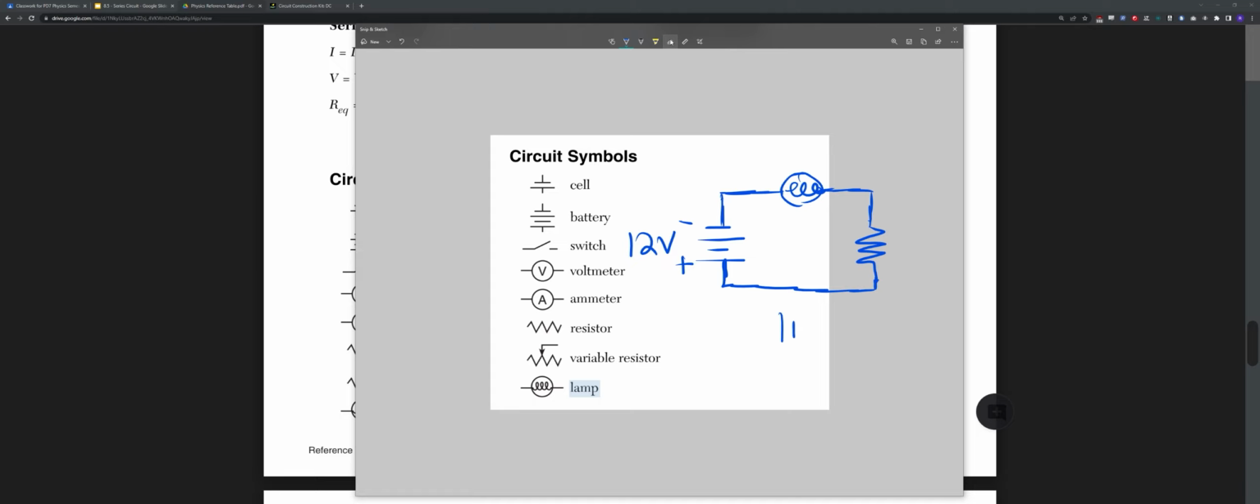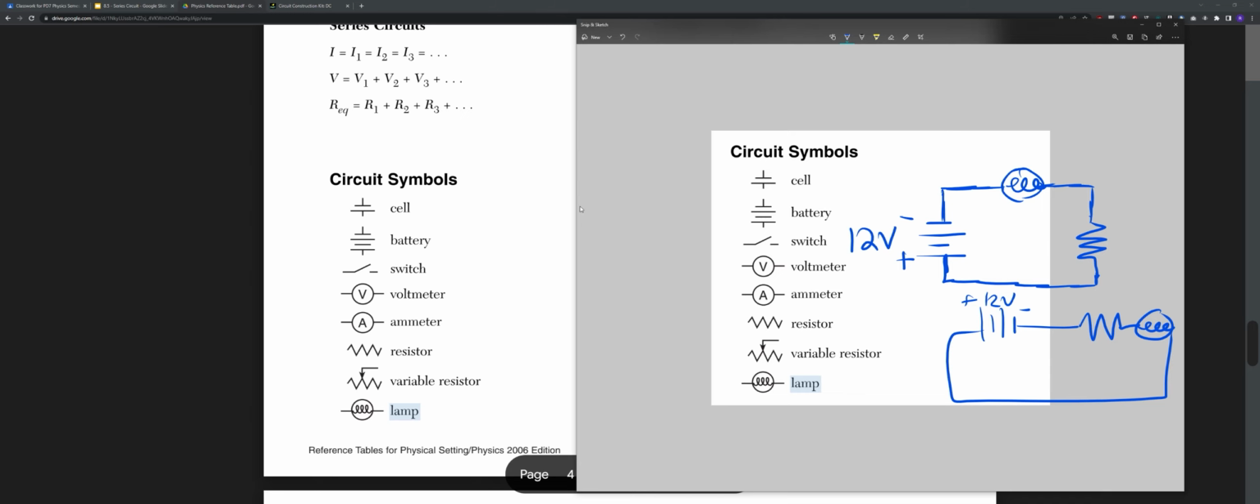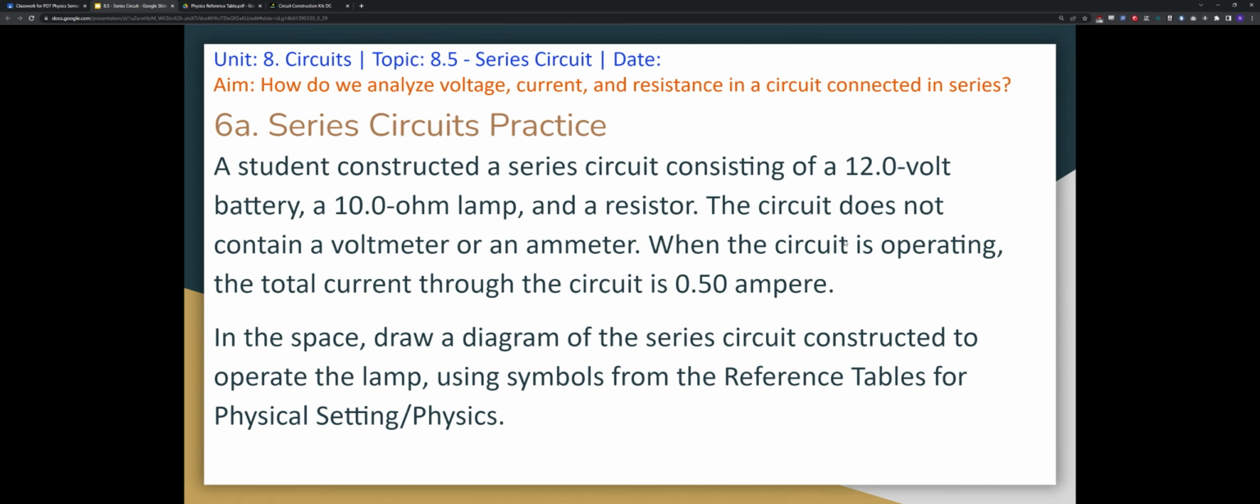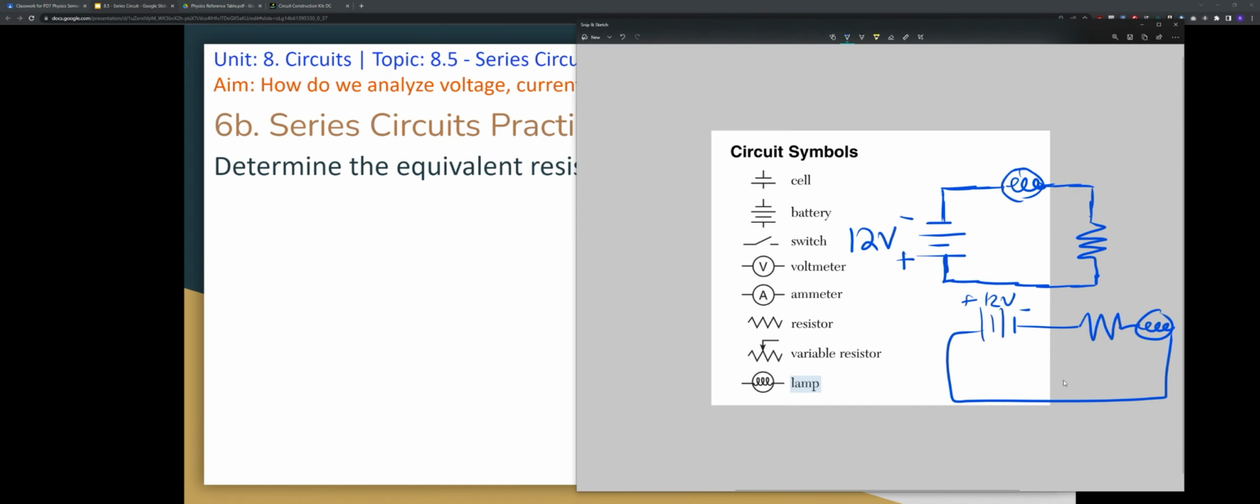Alternatively, you could also draw this. It doesn't really matter. And then you can proceed to draw your lamp, and you can do this. And again, guys, the defining feature of a series circuit is that you only have one path. There's only one path for your electrons to take. And that's really the defining feature.